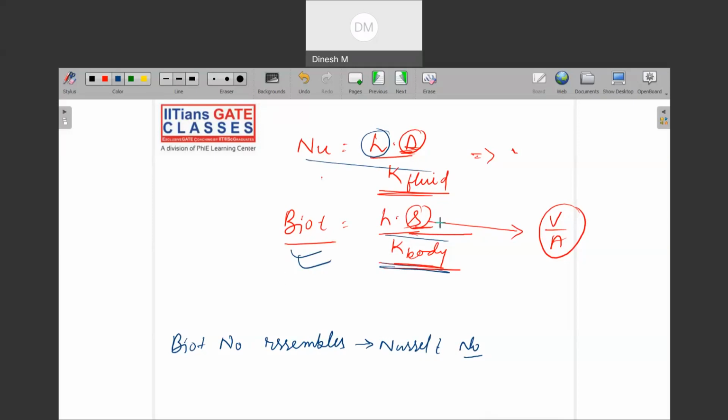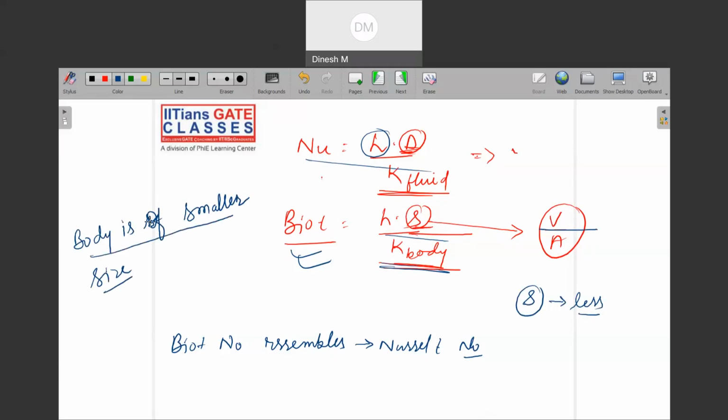And one more thing, that if this Biot number has to be less than 1, then what about S? This S value should also be lesser, right? So what is happening here is that this volume is lesser, and if volume is lesser, then can I say that the body you are talking about is of smaller size? Body is of smaller size, then only I can say my lumped heat capacity is applicable.